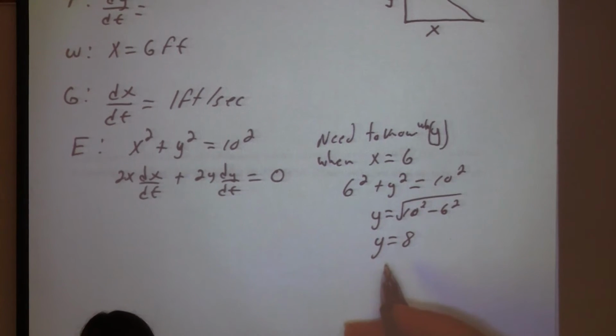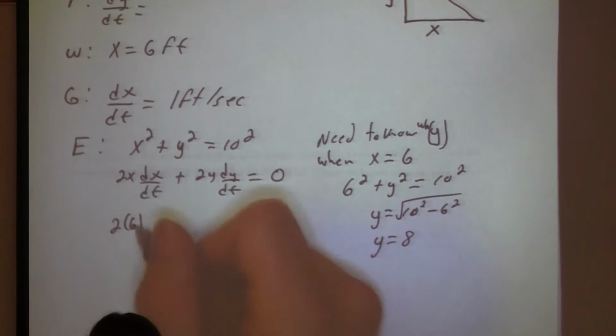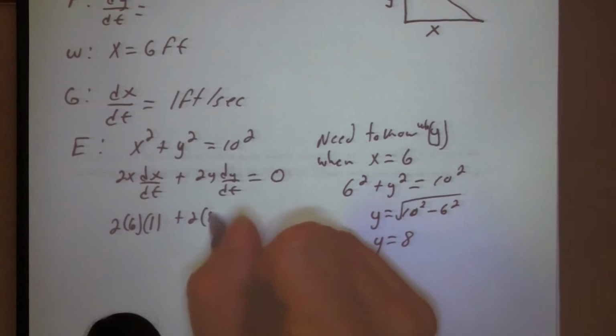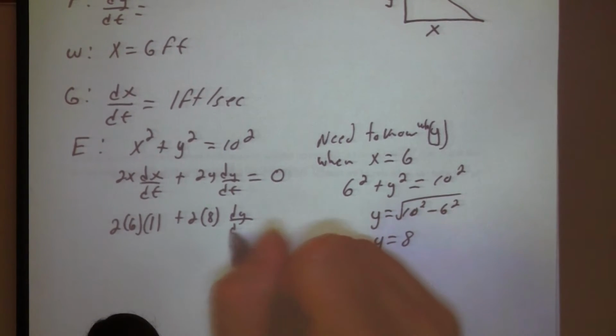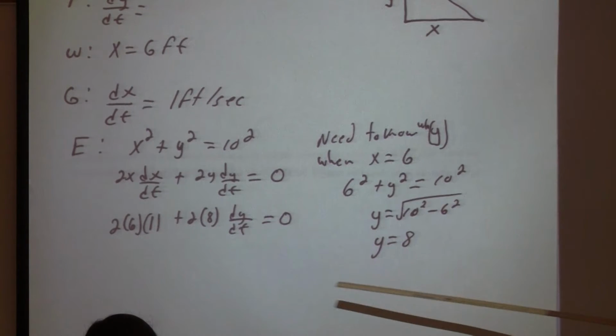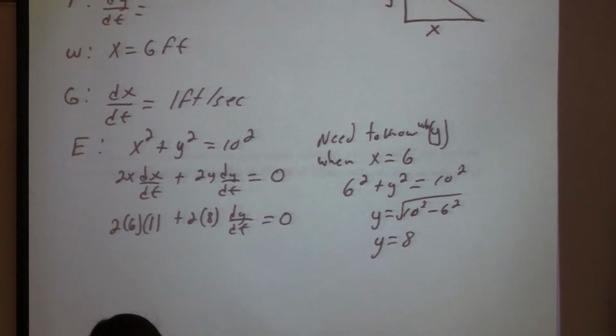Okay? So now we can plug in. So 2 times what? What's x? Times dx/dt plus 2 times what's y? Times dy/dt equals 0. So 2 times 6 is what? 12. We're going to subtract the 12, right? And 8 times 2 is what? 16. And we're going to divide by the 16.